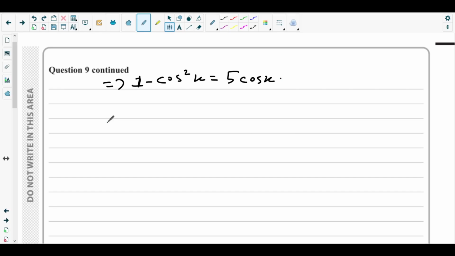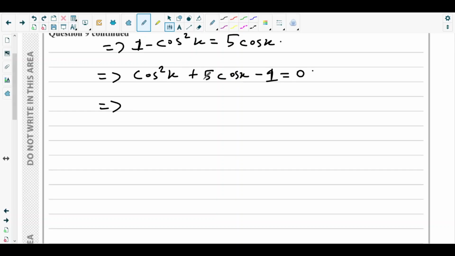So take all the terms to the right side. You'll get cos squared x plus 5 cos x minus 1 equals 0. Now, how can we solve this? This is basically a quadratic equation, isn't it? So use the quadratic formula: negative 5 plus or minus the square root of b squared, which is 25, plus 4, so the square root of 29, over twice a. So one of the values for cos x is positive and the other value is negative.